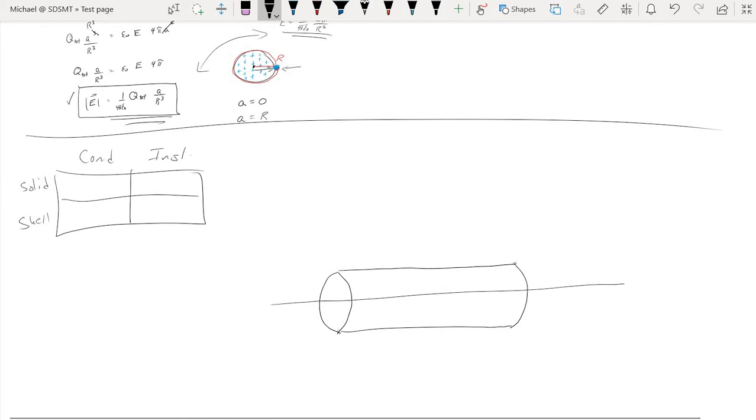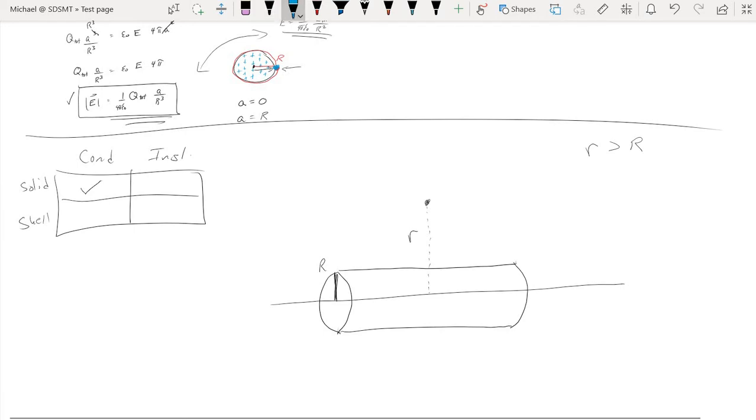Here's our central axes. Here's our radius of R. And we'd like to know what the electric field is at some point outside of the cylinder, and we'll go ahead and call that little r. So we have little r bigger than big R. We'll start with the first case scenario of a solid conductor.